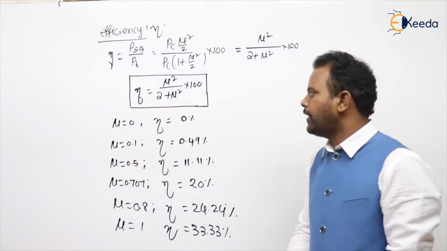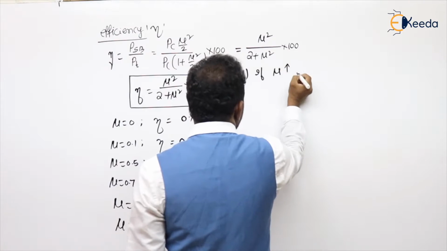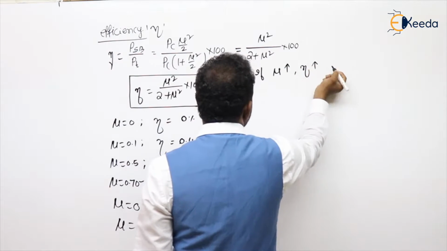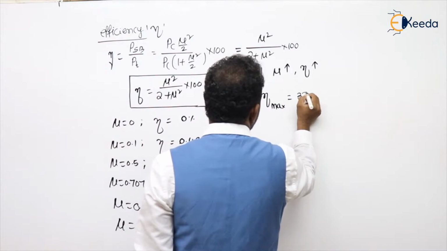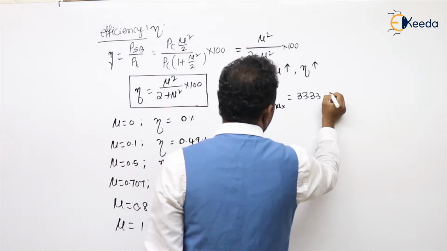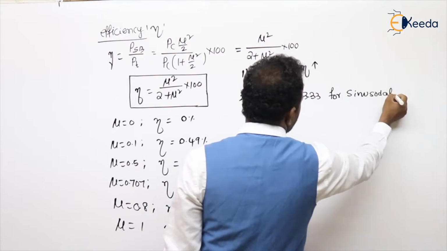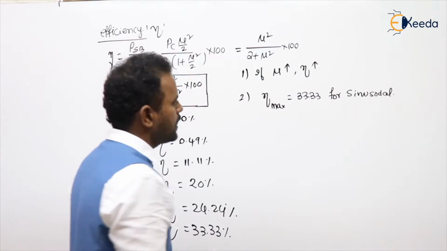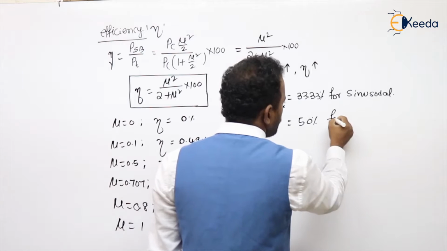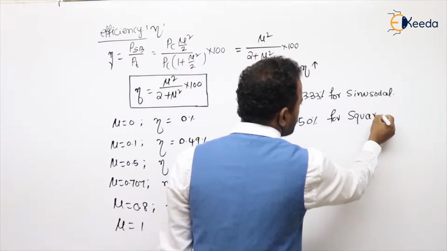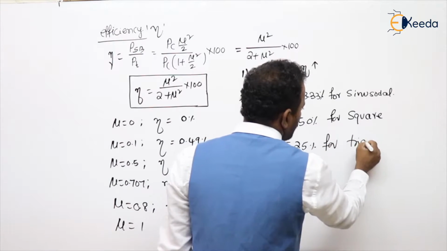So the first summary point is, if the mu value increases, then efficiency increases. Second, the maximum value of efficiency is 33.33 percentage for sinusoidal messages. We took the message signal as Am cos 2 pi fm t. For a square waveform, this value will be 50%, and I will also show you the derivation. You will get 25% for triangular waveform.